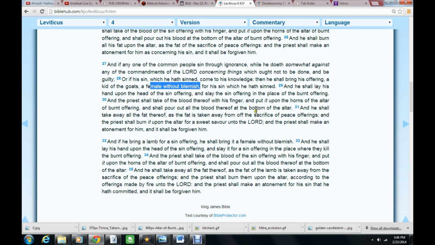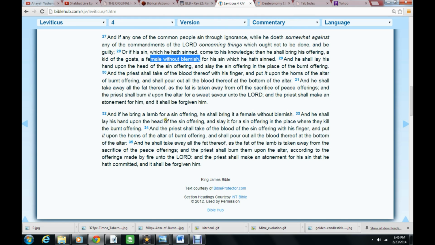And the priest shall take of the blood thereof with his finger, and put it upon the horns of the altar of burnt offering, and shall pour out all the blood thereof at the bottom of the altar. And he shall take away all the fat thereof, as the fat is taken away from off the sacrifice of peace offerings. And the priest shall burn it upon the altar for a sweet savour unto the Most High. And the priest shall make an atonement for him, and it shall be forgiven him.